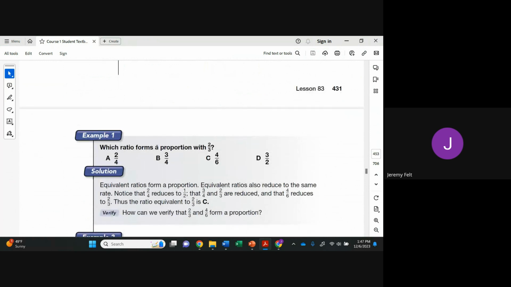Which ratio or fraction forms a proportion with 2/3, not 2/4, not 3/4? I multiply top and bottom by 2, I get 4/6. So C is the correct answer.